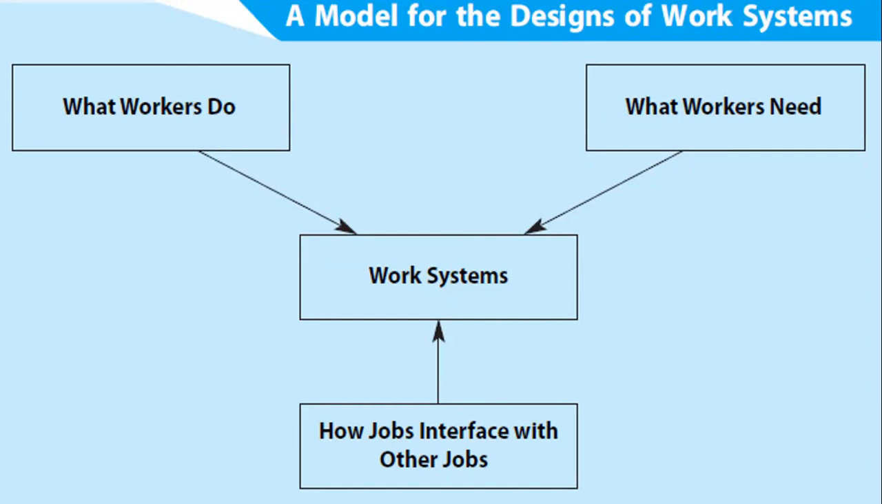The second factor or consideration is, what do workers need? So the first one was what workers are going to do. The second one is, what do they need? Then the third one is, how do you expect the various components or the various jobs within the system to interact? Based on your answers to these three considerations or factors, you will be supplied with relevant information in mapping out or designing the work system.